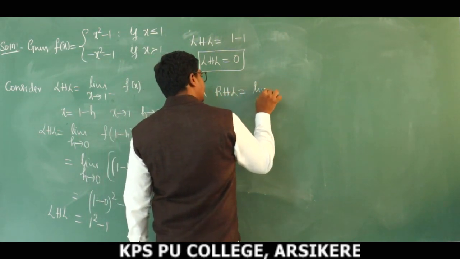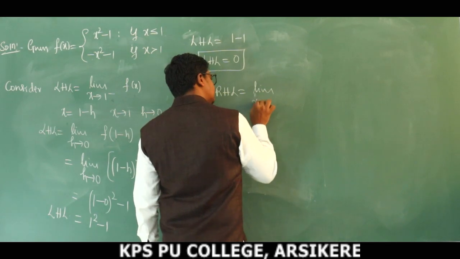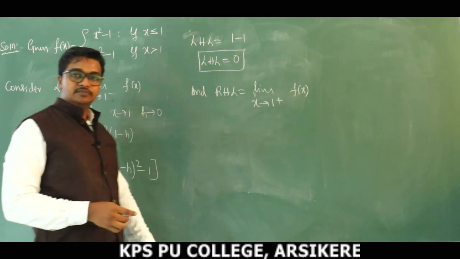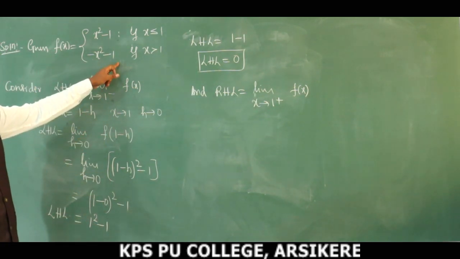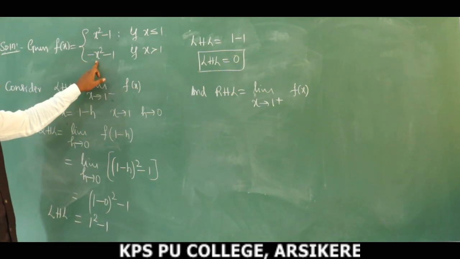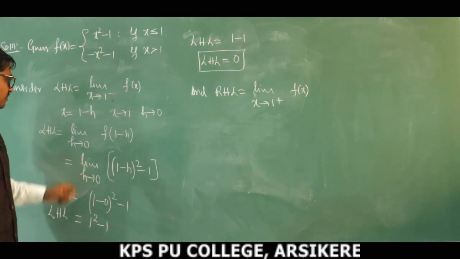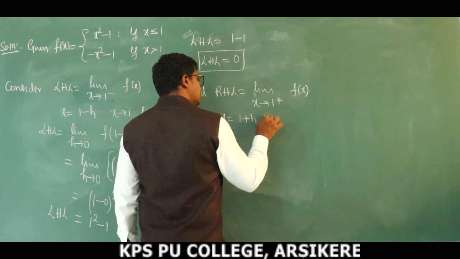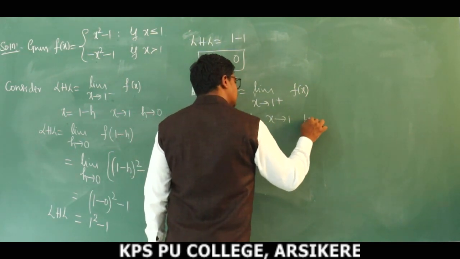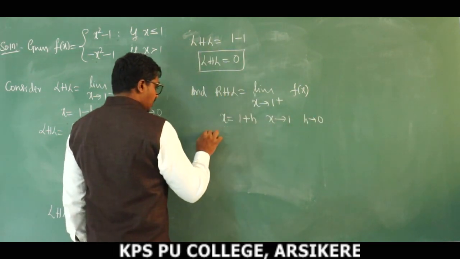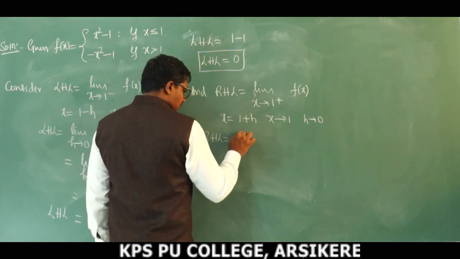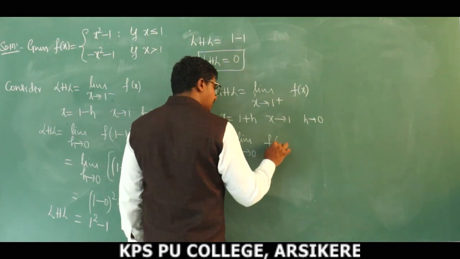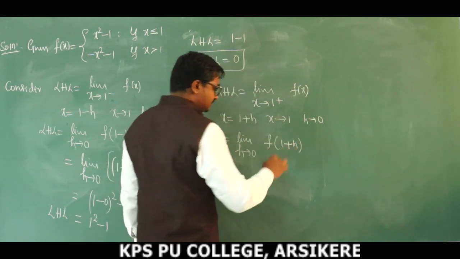RHL is equal to limit as x approaches 1 plus of f of x. Whenever 1 plus means here the value is greater than 1, so directly we can apply the functions, or else go with the h form. So x can be written as 1 plus h. When x approaches 1, h approaches 0. This becomes RHL is equal to limit as h approaches 0 of f of 1 plus h.